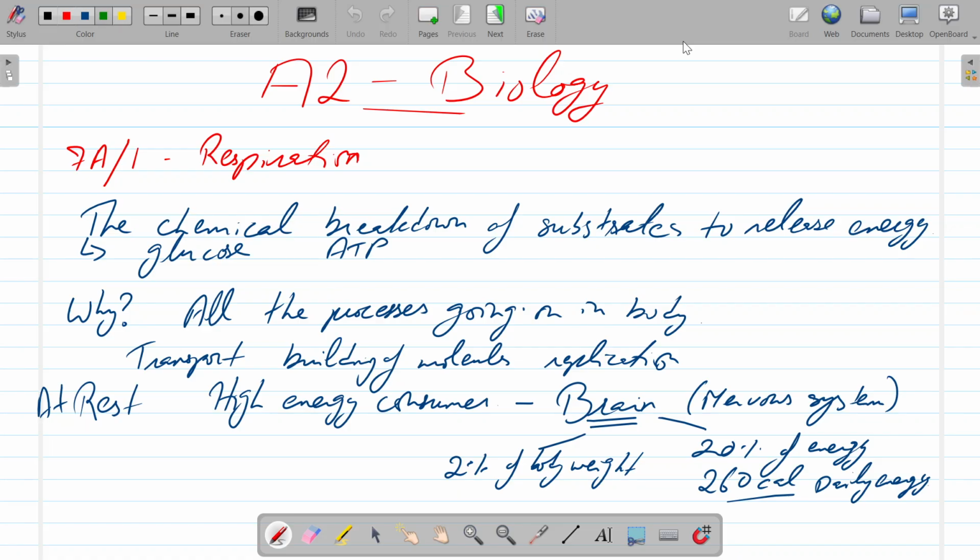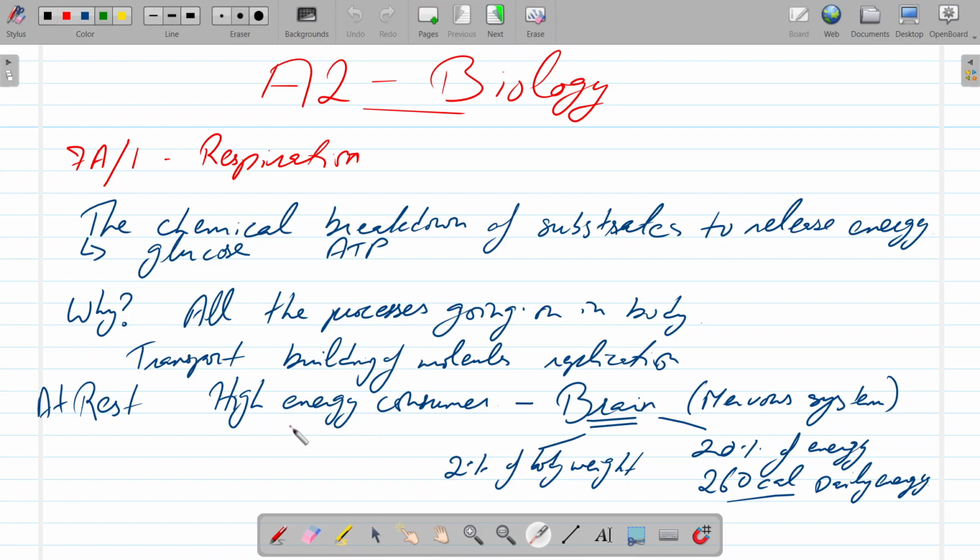So, respiration is the chemical breakdown of substances to release energy, right? And so glucose is used and ATP is produced. The energy released from the breakdown of glucose is stored as ATP molecules, and right when the cell requires energy, those ATP molecules are utilized to provide the energy.